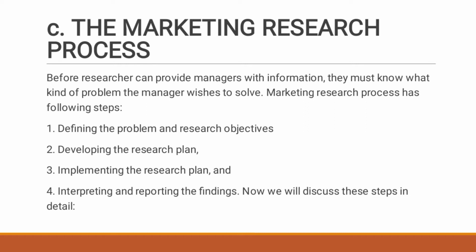The marketing research process. Before researchers can provide managers with information, they must know what kind of problem the manager wishes to solve. The marketing research process has the following steps. First one, defining the problem and research objectives. Second one, developing the research plan. Third one, implementing the research plan. And fourth one, interpreting and reporting the findings. Now we will discuss these topics in detail.